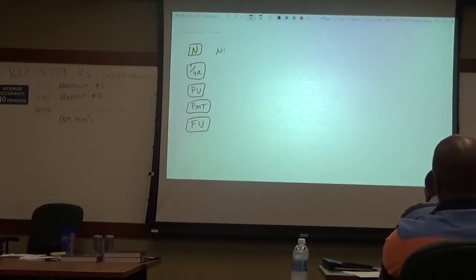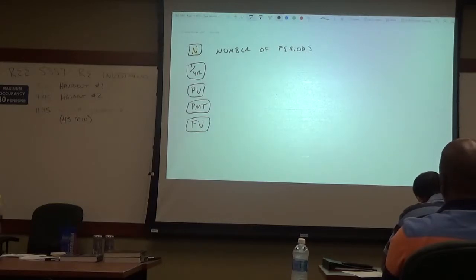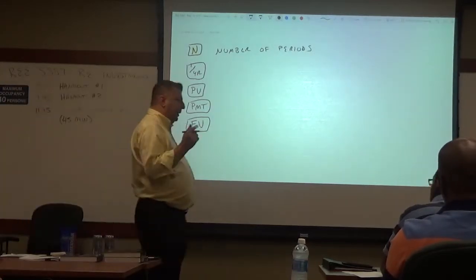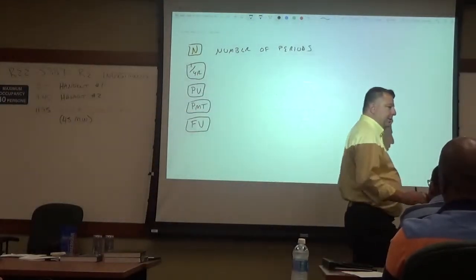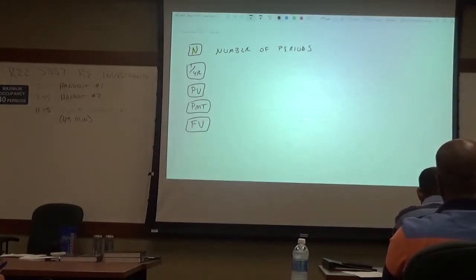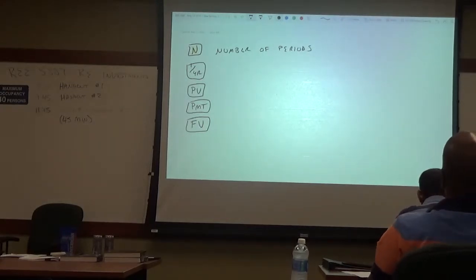This is about the number of periods. The reason we use number of periods is because periods can mean different things. A period could be a year, a month, or a day. That's for you to, in essence, decide and set up.